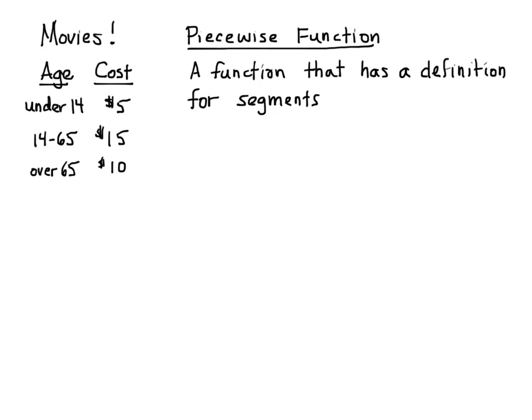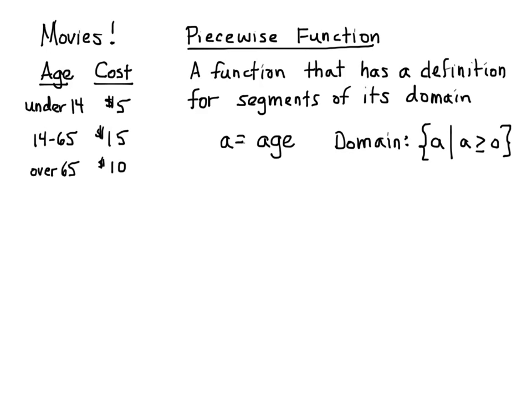a definition for the segments of its domain. And so if the age is the domain, if all the practical ages of a person is the domain, I have segments of that domain: under 14, between 14 and 65, and over 65. That's going to be part of my piecewise definition. And so I'm going to say A is my age. So I'm declaring my variable here.